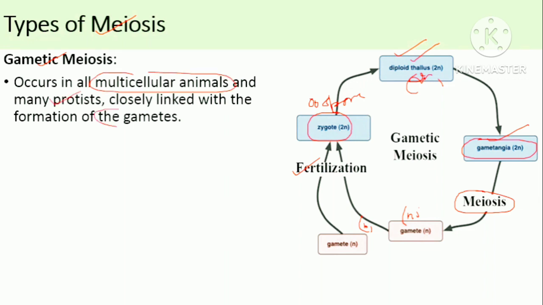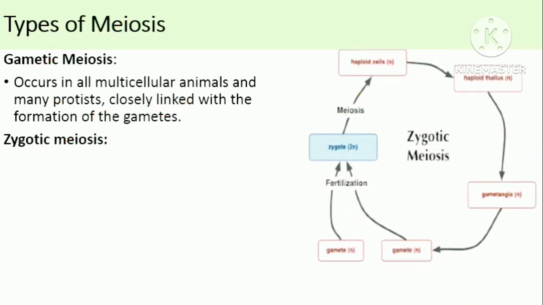Next comes zygotic meiosis. In case of zygotic meiosis, the main plant body is haploid, that is gametophytic. Gametophyte is the main plant body. It bears gametangia, which are also haploid. They will produce the gametes. One will act as the male gamete and the other will act as the female gamete. Both of these gametes will fuse by the process of fertilization and give rise to this diploid structure, which is the zygote or oospore.